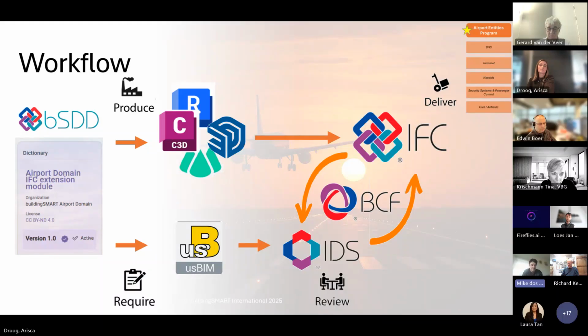I think next slide. This is a summary of what I just showed you. You have the airport domain, you have the modeling software, and you produce an IFC model.